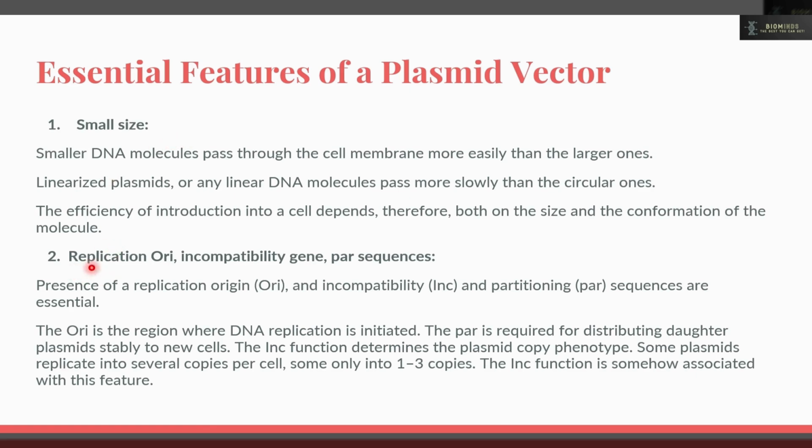Next, they have certain genes: the replication of origin, the incompatibility gene, and the par sequence. The replication of origin helps in the replication of the gene. If you want to produce a certain gene in a larger amount, you require replication, right? So the plasmid already has the replication of origin. Then the incompatibility gene, and the par sequence. Par sequences help to distribute the daughter plasmids into new, stable cells. So these are the gene sequences that help in plasmids.